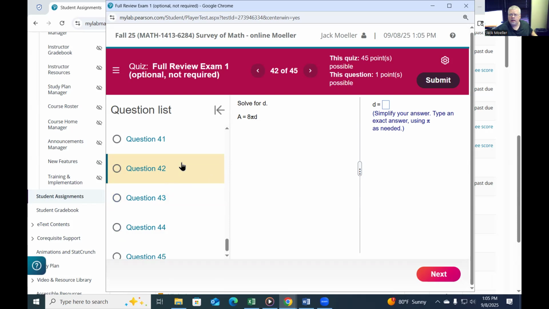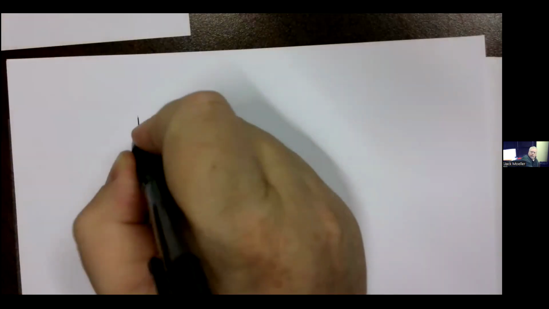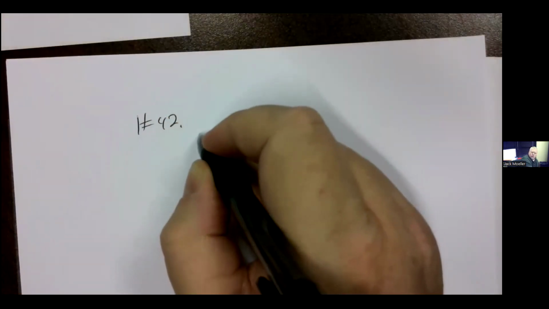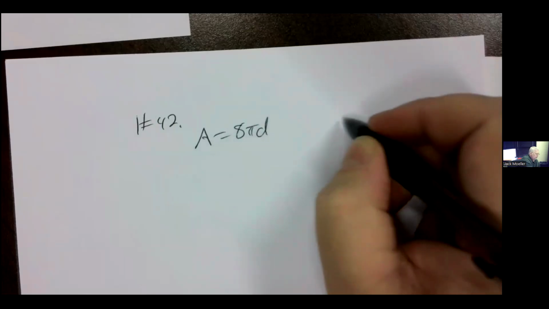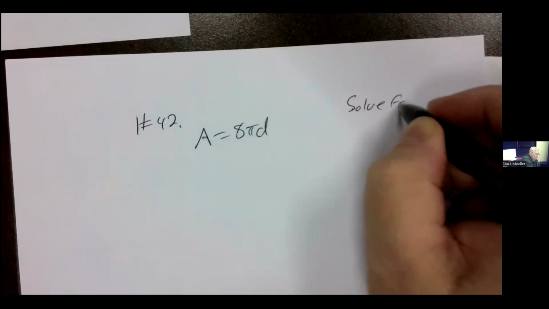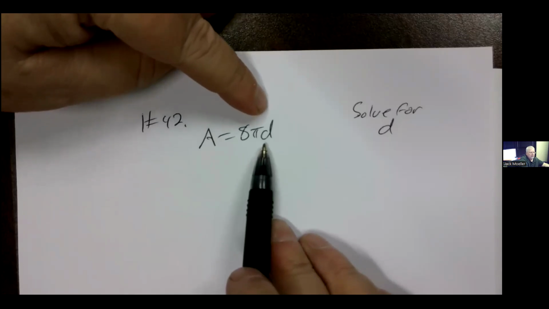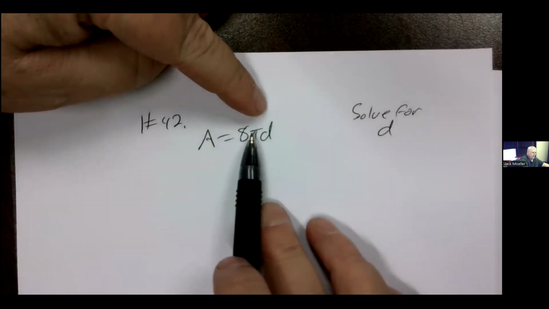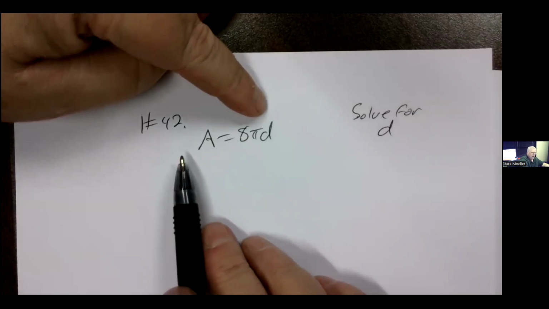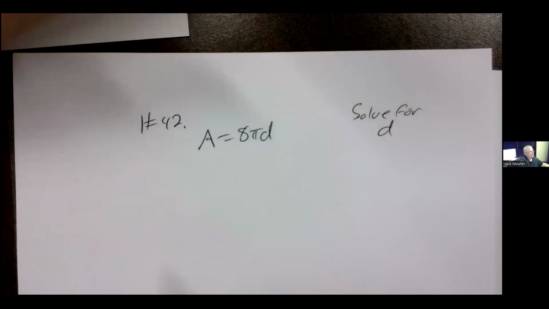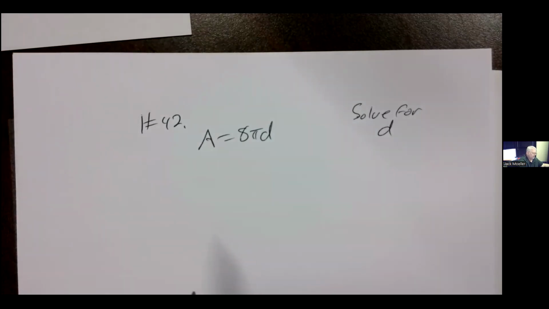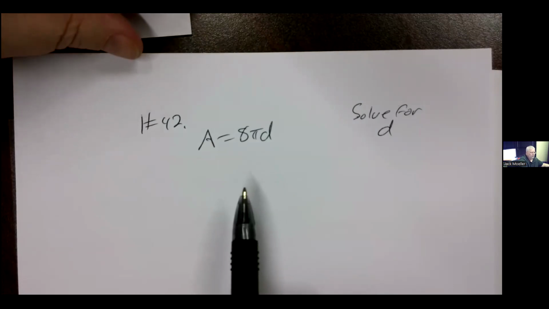All right, so this one, A equals 8 pi d, and we're solving for d. This is my number 42. So we have A equals 8 pi d. We're solving for d. All right. So when we solve for d, that means we need to get d by itself. That means everything else needs to go over to the other side. Which is why we were doing the equations, and I talked about identifying which side you want your variable on. Part of that was leading into these formulas.